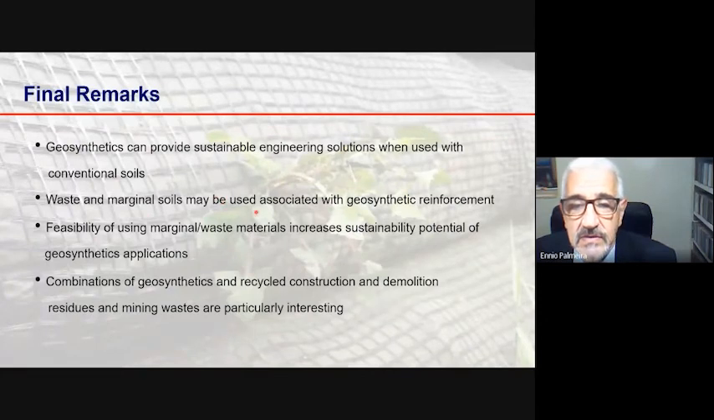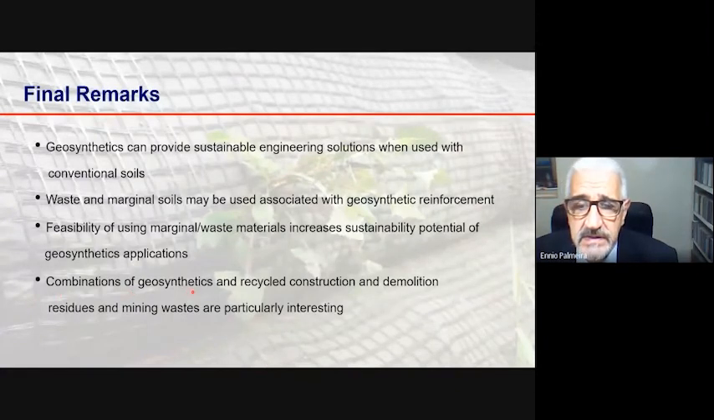Waste and marginal soils may be used associated with geosynthetic reinforcement, also to provide a cheaper engineering solution. Feasibility of using marginal and waste material increases the sustainability potential of geosynthetic applications. So if they already provide a sustainable solution when we use conventional construction material, if you use marginal or waste materials, we will increase even further the sustainability of the solution.